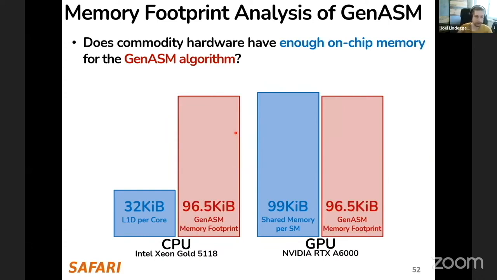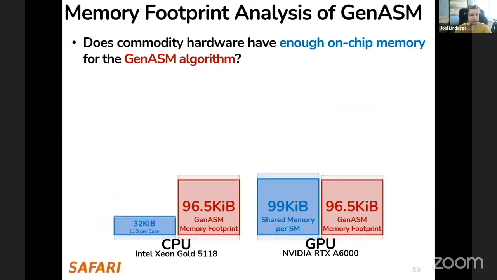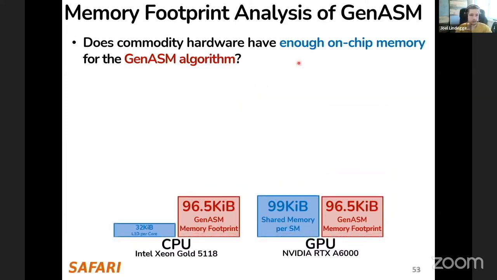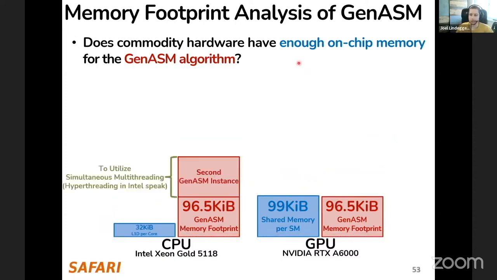And as you can see in the CPU case, it's already a bit of an issue. The CPU doesn't have enough on-chip memory capacity for the memory footprint. Well, in the GPU case, it kind of barely works out. But once we introduce simultaneous multi-threading, the picture changes significantly. Simultaneous multi-threading is called hyper-threading in Intel speak.